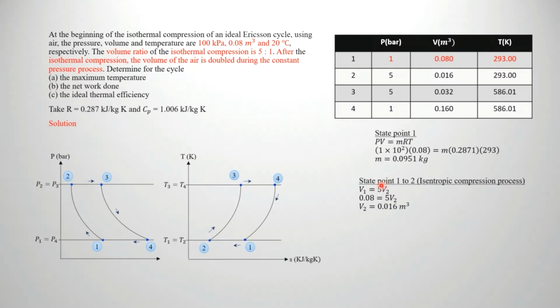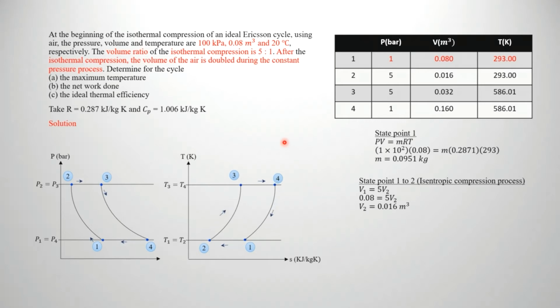Then the next thing stated in the question is the isothermal compression. Where is the isothermal compression? On the TS diagram, the isothermal processes are 1 to 2 and 3 to 4. On the PV diagram you can see very clearly that 1 to 2 is compression and 3 to 4 is expansion. So the first thing is you must know how to draw the PV and TS diagrams, and based on that, you must be able to analyze.